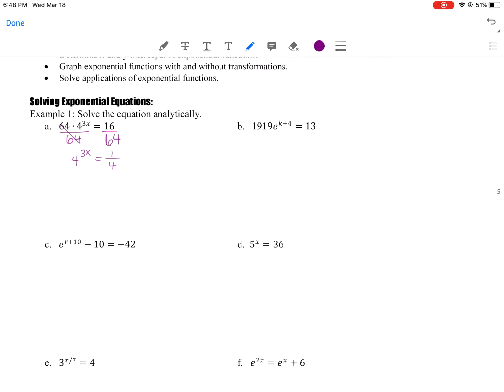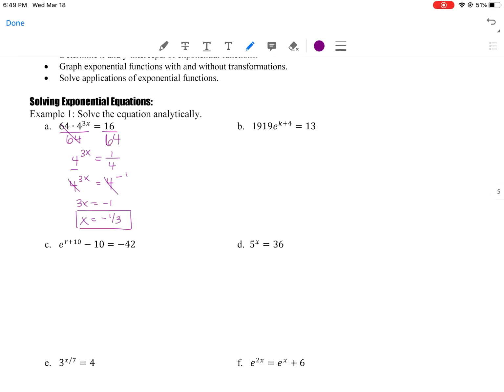So now, since this is base 4 and this also has a 4, I'll just rewrite the right side as base 4. And what power of base 4 gives 1/4? The negative first. So therefore we get 3x equals -1, and then when you divide both sides by 3, x equals -1/3.